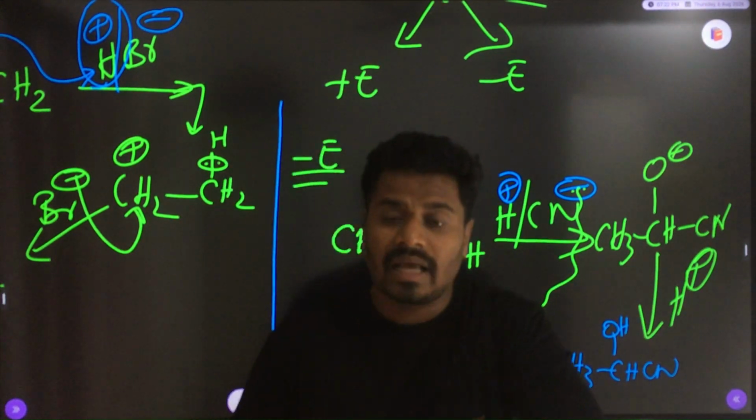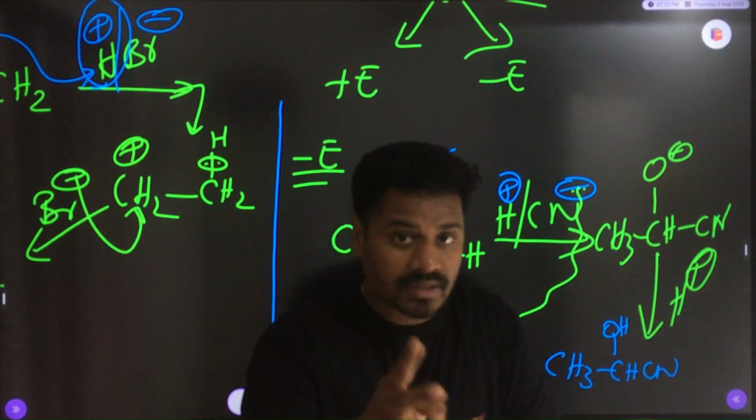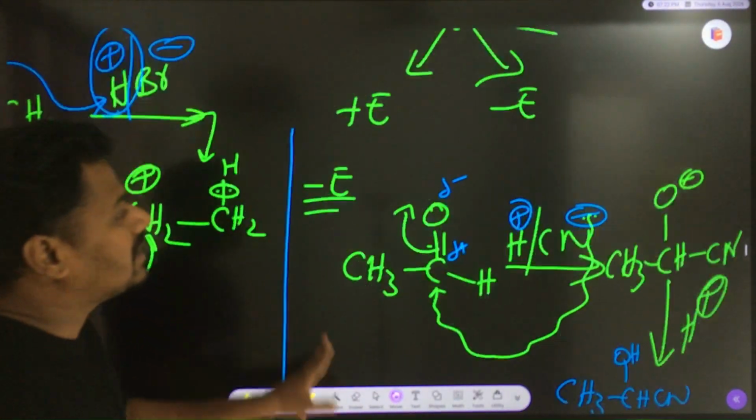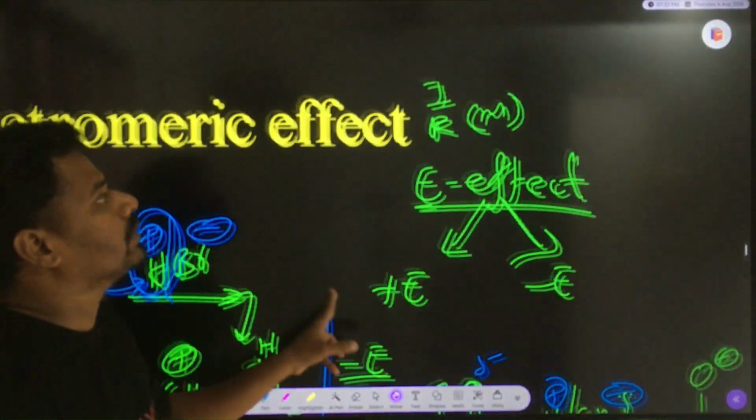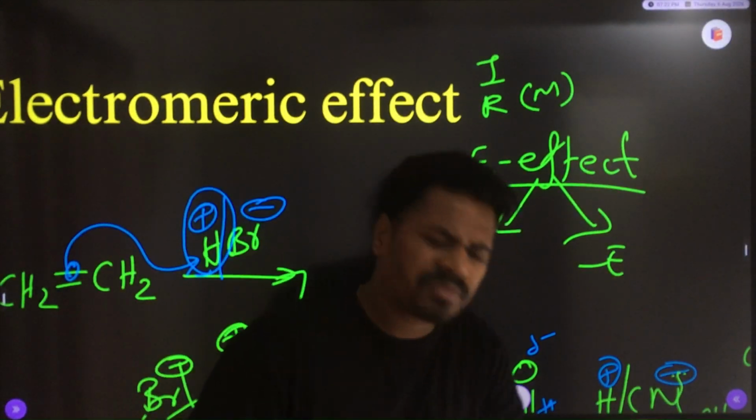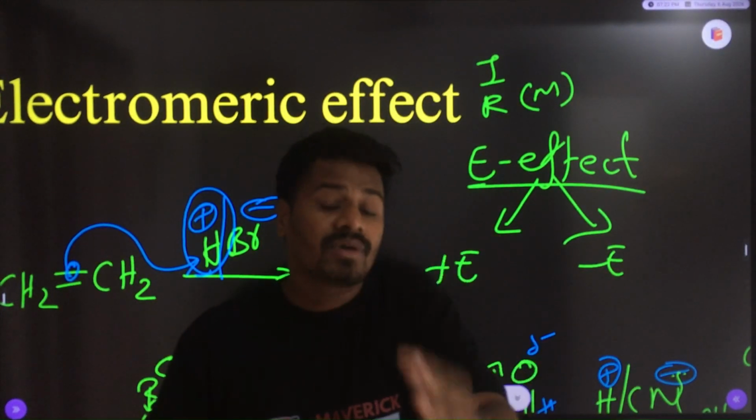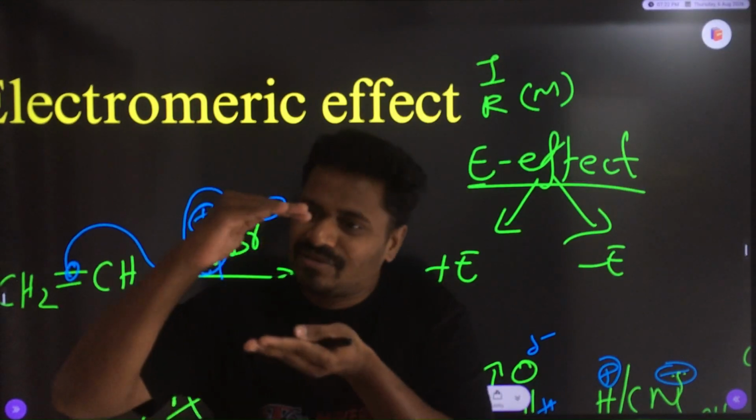In the beginning I said two points. The two points are important, and also how the electrons move during the reaction. This is the concept in the electromeric effect. In your CBSE notes, whatever they give, there are just a few points.